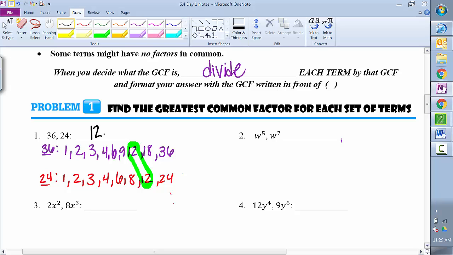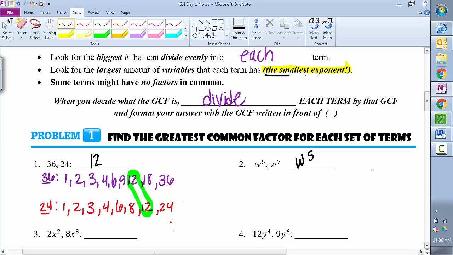All right, number 2. This one, you should love variables when we're doing GCF. It's the easiest thing ever. It's the smallest exponent you see. So how many W's can I factor, what's the greatest common factor, what's the smallest exponent you see? I don't even see a 2 as an exponent there. 5. So your greatest common factor, like we said up here where we highlighted it, is the smallest exponent.